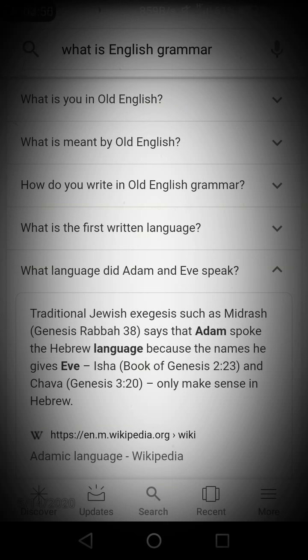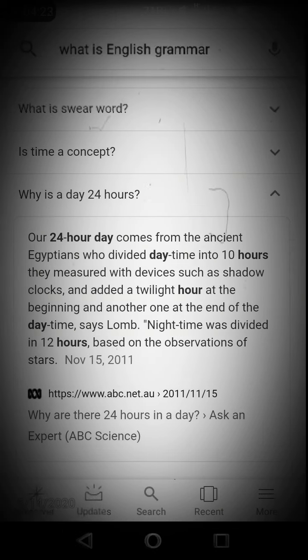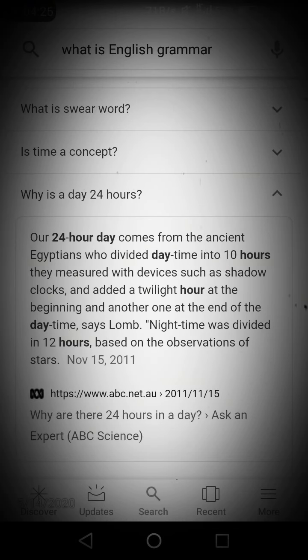Now, these two words, Eve, because Adam spoke Hebrew. How do we come to know that Adam spoke Hebrew? Because he addressed Eve through two names, Isha and Chava. Now, Isha and Chava only make sense in Hebrew. Therefore, we can say Adam speaks Hebrew.